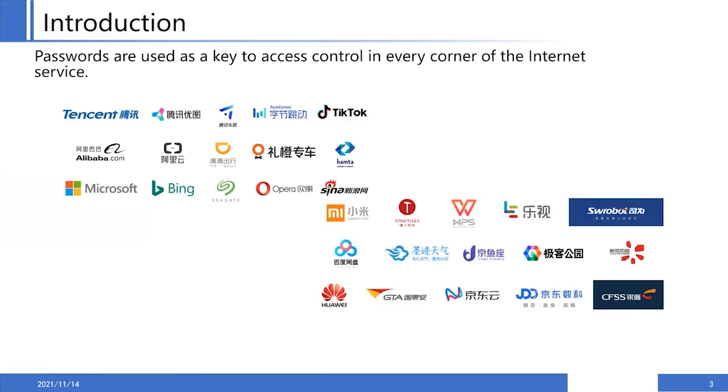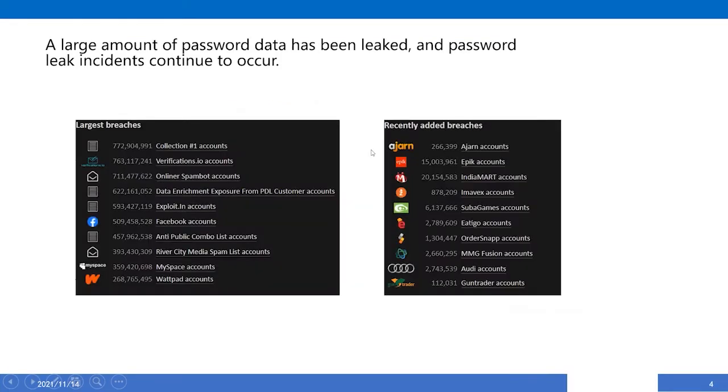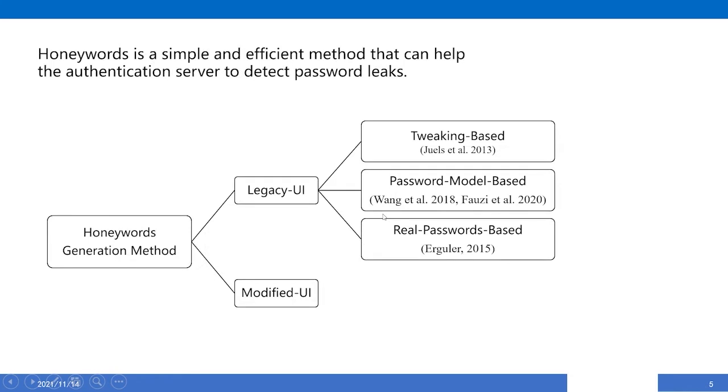First is the introduction. Passwords are used as a key to access control in every corner of the internet servers. But passwords are and will be an Achilles heel in cybersecurity for the foreseeable future. At present, a large amount of password data has been leaked, and password leak incidents continue to occur. Honeywords is a simple and efficient method that can help the authentication server to detect password leaks.